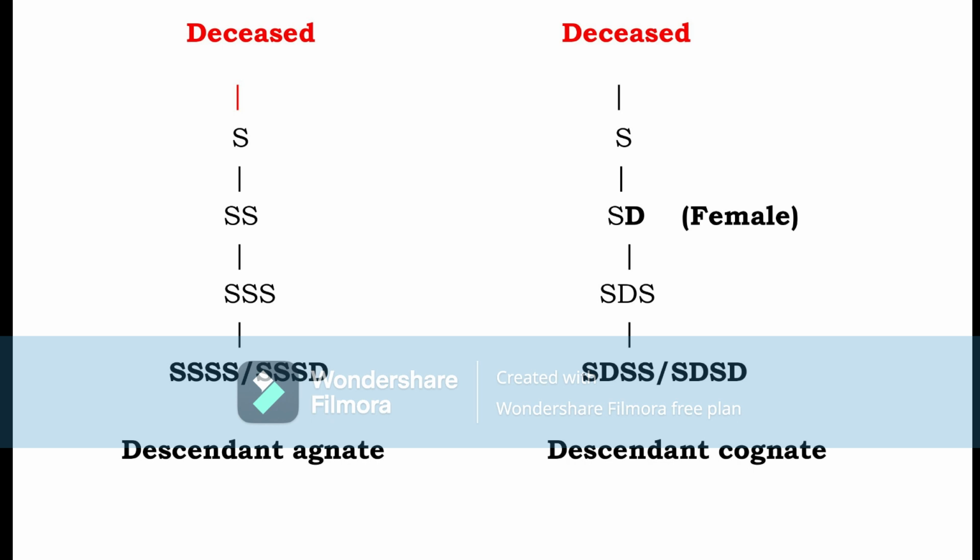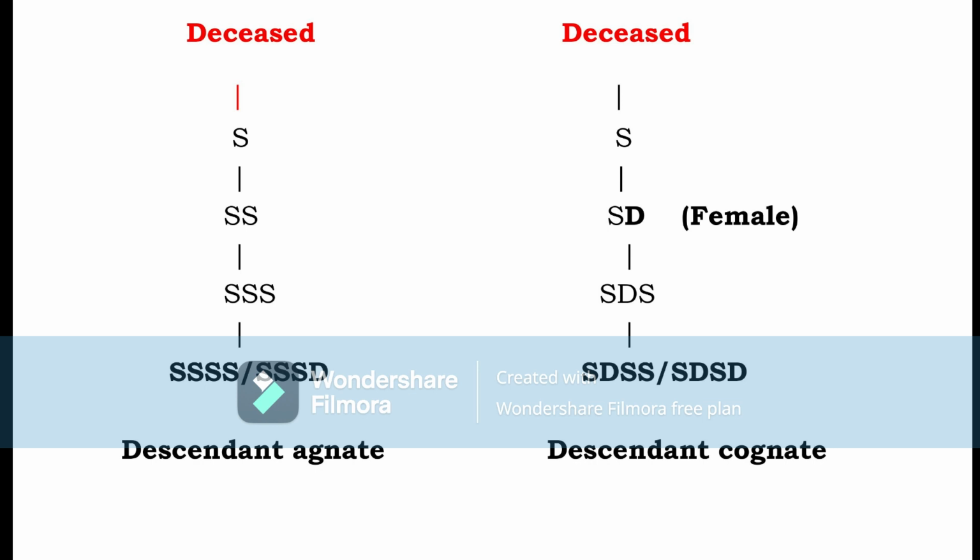This illustration relates to the descendant agnate and descendant cognate. Descendant means downwards. Son's son, son's son. Up to this, they are class 1 heirs. They do not fall under the class 3 heirs. Son's son is a class 1 heir. So son's son or son's daughter are the descendant agnates. Son's daughter, son's daughter's son, son's daughter's son's son, son's daughter's son's daughter is a cognate because, with son's daughter, a female intervenes between the two. So these are called the descendant agnates, and descendant cognate means downward.